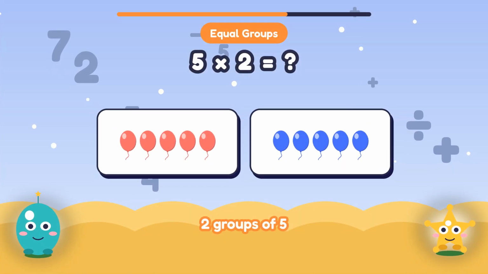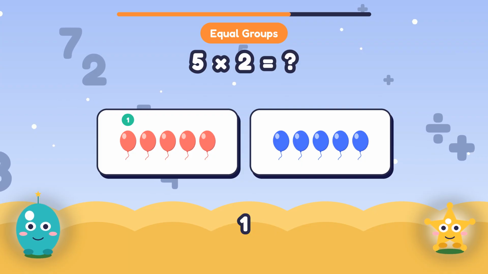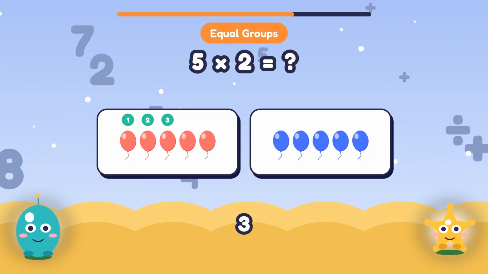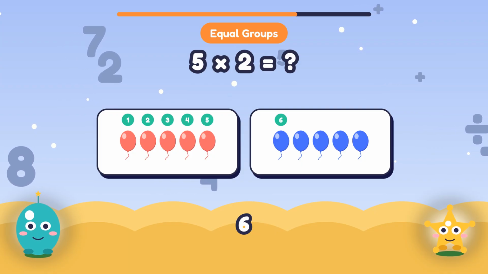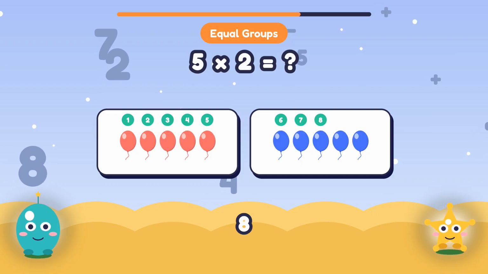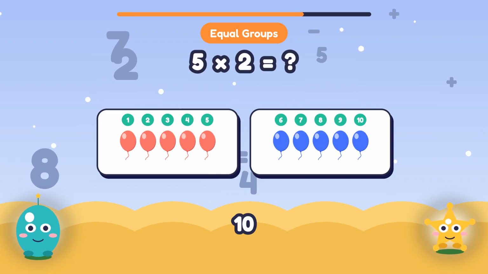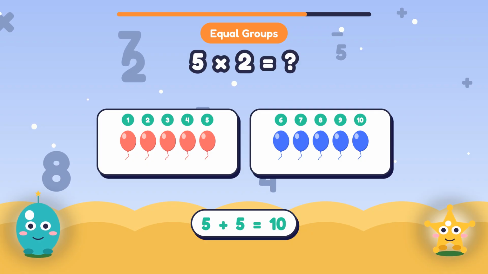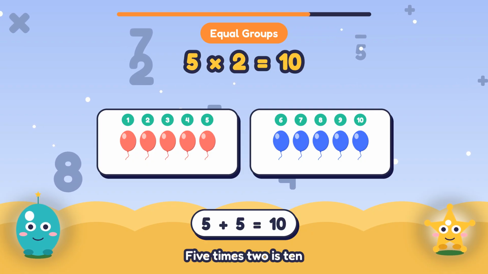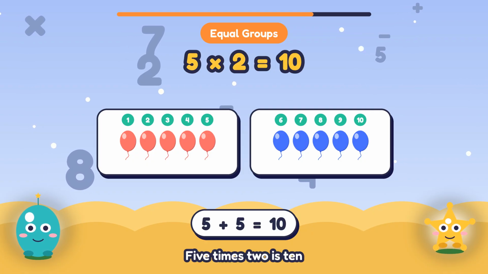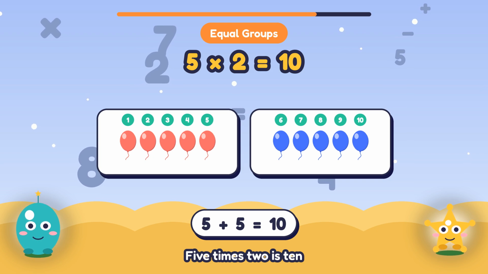2 groups of 5. 1, 2, 3, 4, 5, 6, 7, 8, 9, 10. 5 plus 5 is 10. 5 two times is 10. 5 times 2 is 10.